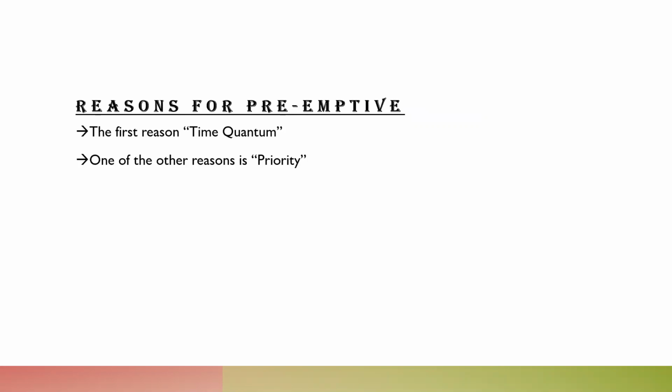So when preemption is occurring, there are some protocols by which a program turns into a preemptive program. The first protocol is time quantum. When we are processing a program, we assign a time quantum, that is, the program has to execute for a particular amount of time. That time is called time quantum.